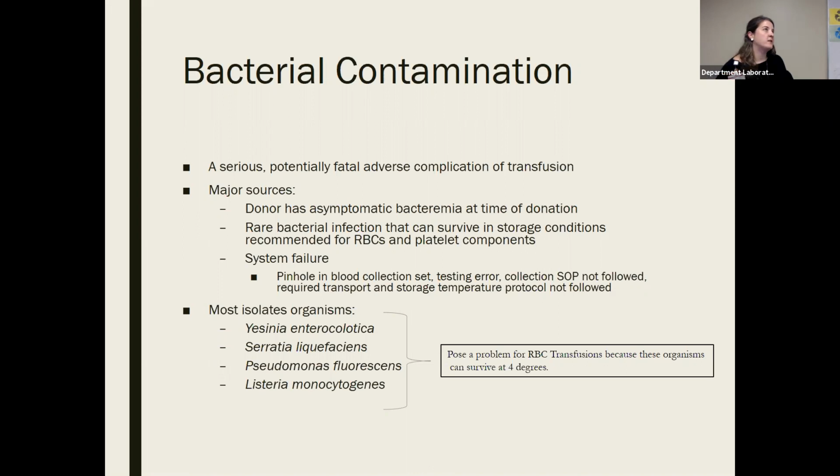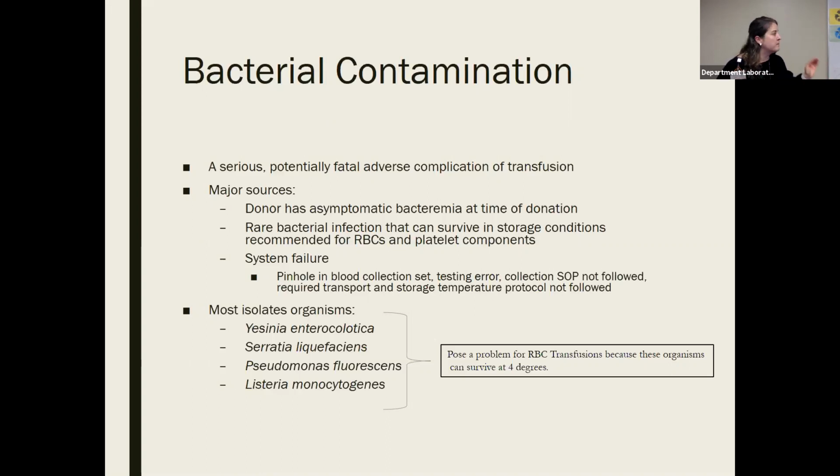There's always the fact, we talked about our donor questionnaire and donor acceptance. So we take the donor's temperature to try to see if they might have any infectious disease, but maybe they're asymptomatic during the donor process, and so we don't detect that bacterial contamination. That's one way the unit might be contaminated. Bacteria that can survive at storage temperatures is one way it can get through as well.